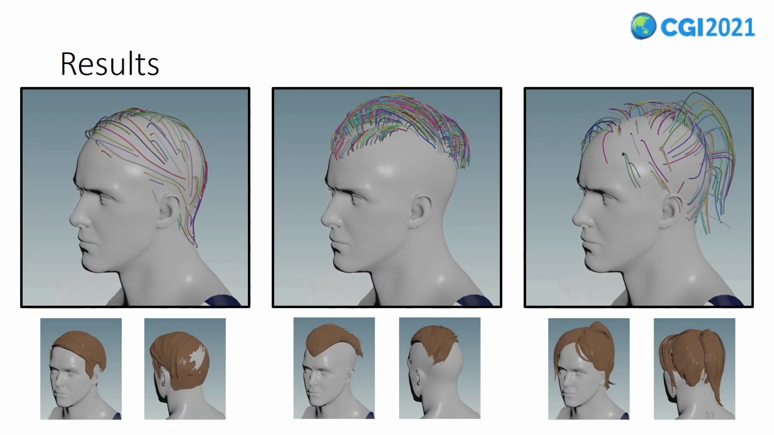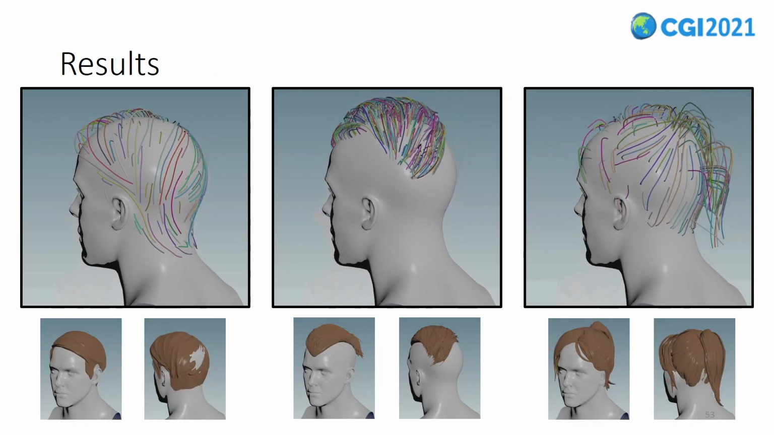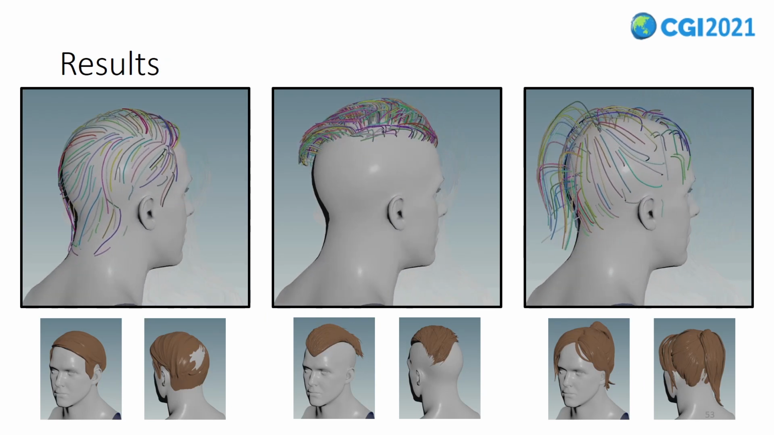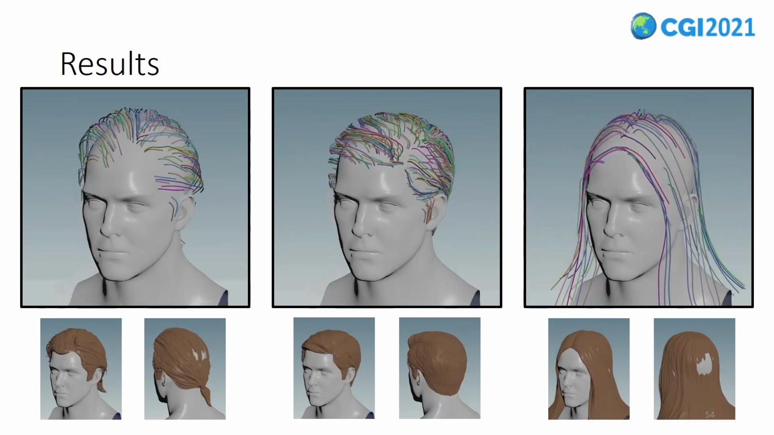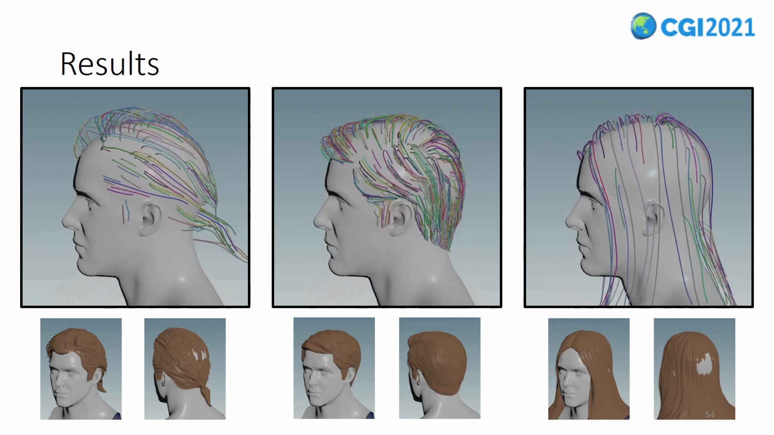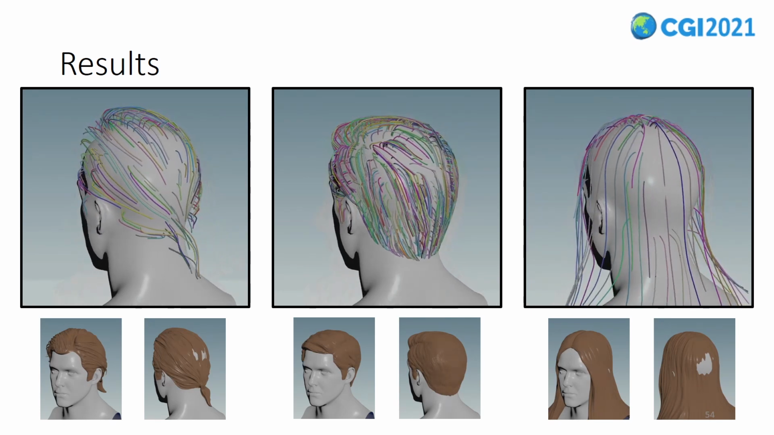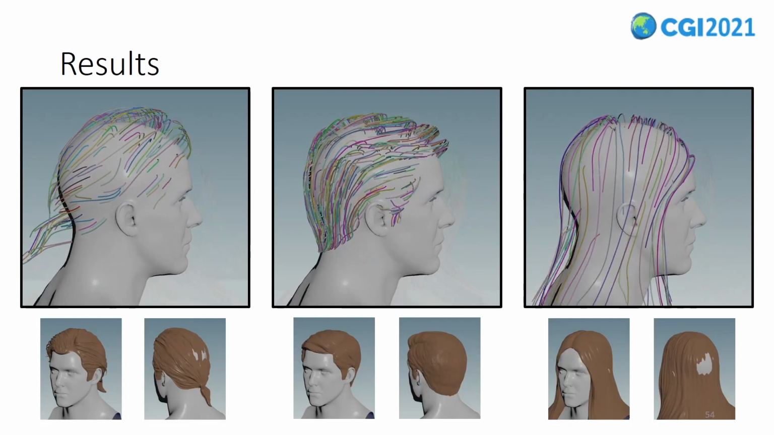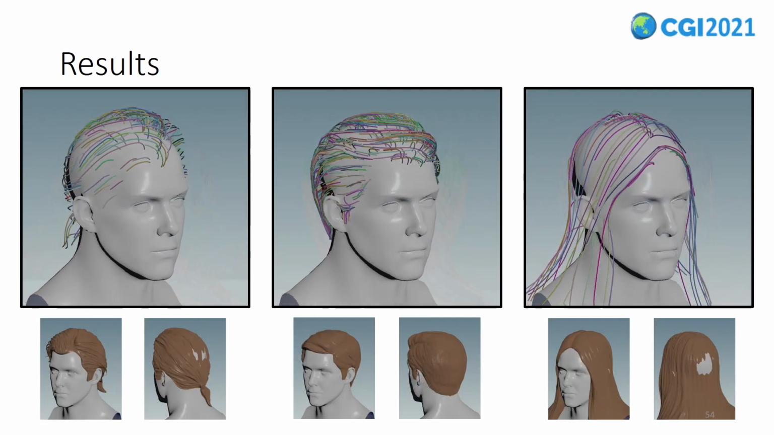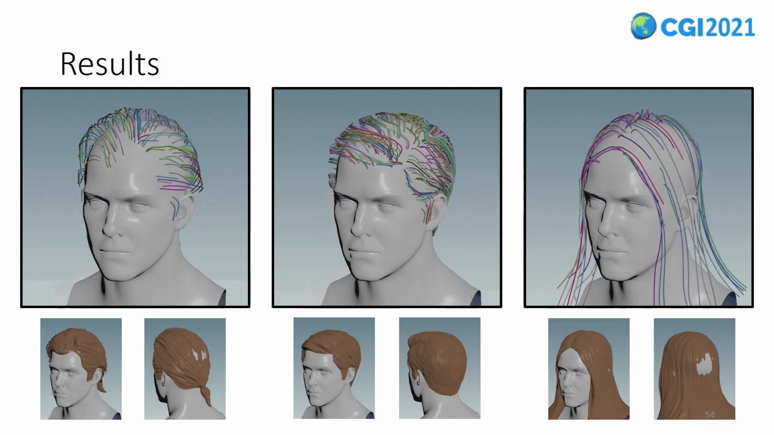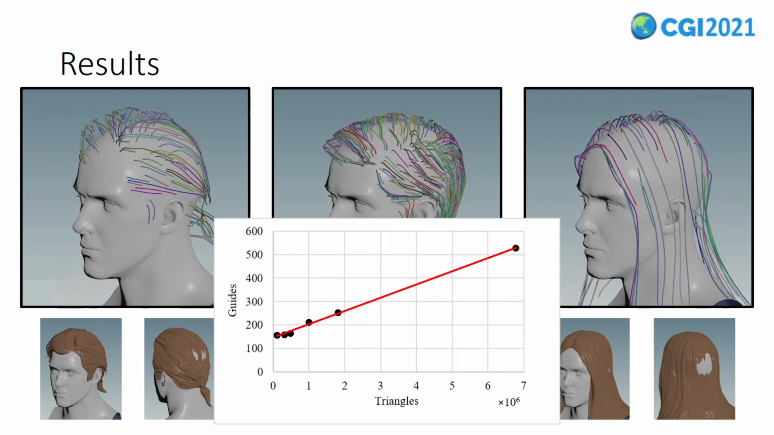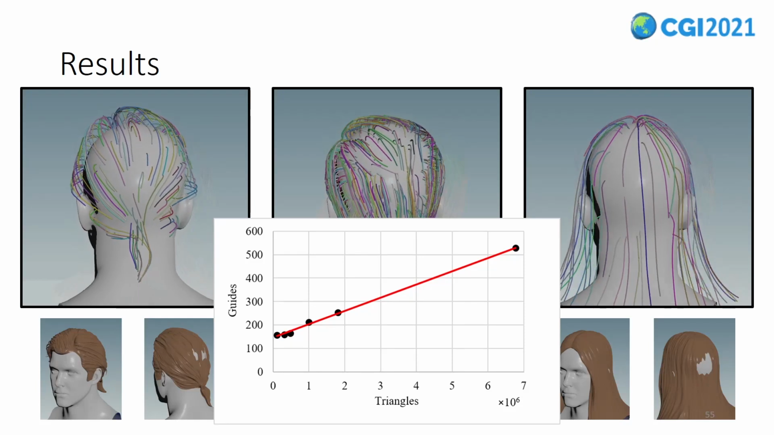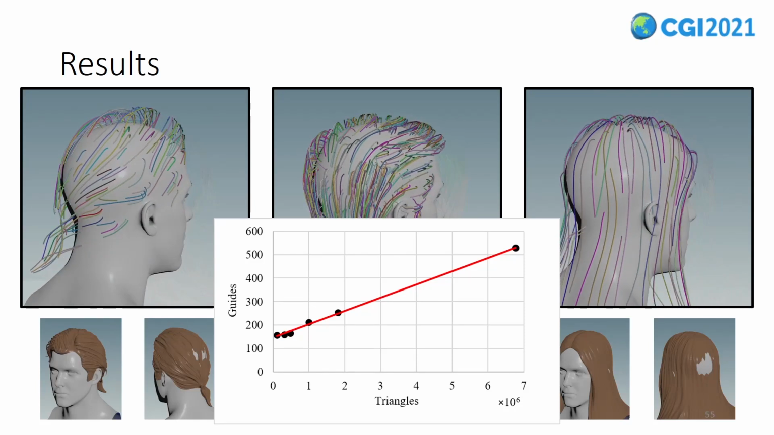Now for the results, we see that our method is able to generate guides for diverse hairstyles and shorter to longer hair. The guides that we create depend highly on the level of detail used for the sculpting of the mesh. The higher the level of detail, the higher the number of guides that will be generated. As can be seen on the following graph, the number of guides generated highly depends on the number of triangles of the sculpted mesh.